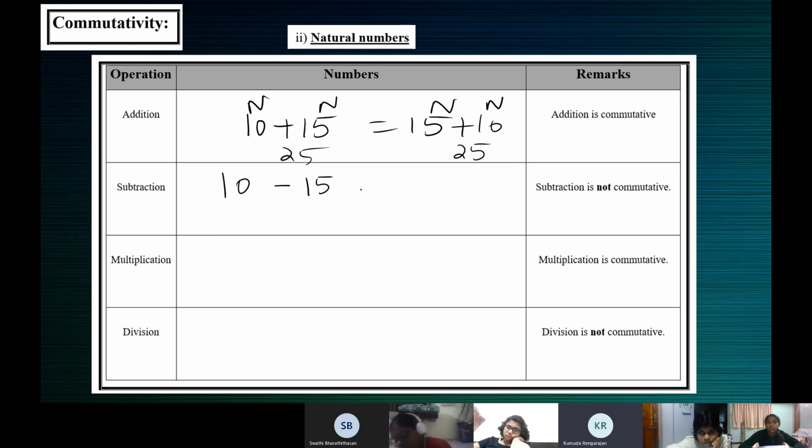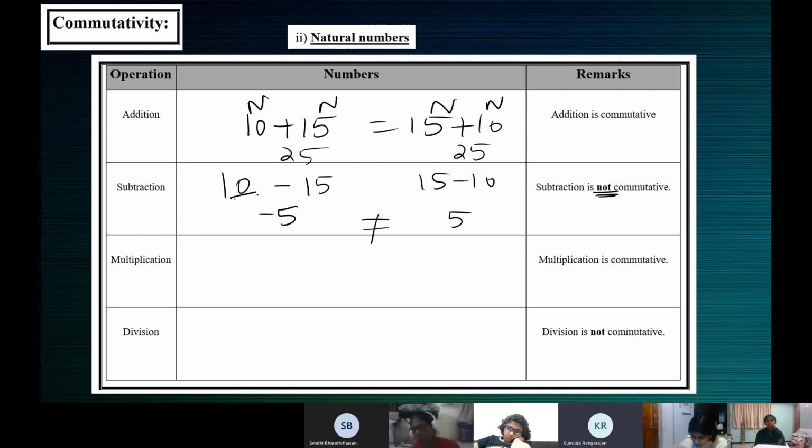But when you take two natural numbers and subtract them, here you do 10 minus 15, you get minus 5. And here you do 15 minus 10, you get a positive 5. The answer is not the same. That's why A minus B is not the same as B minus A. When you subtract in different orders, the answer will not be the same. Natural numbers are not commutative under subtraction.